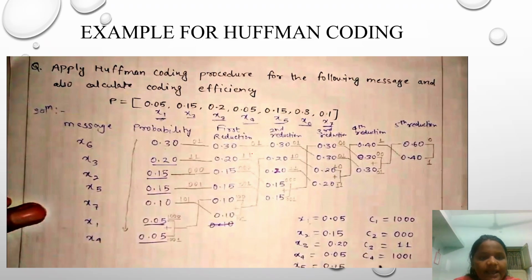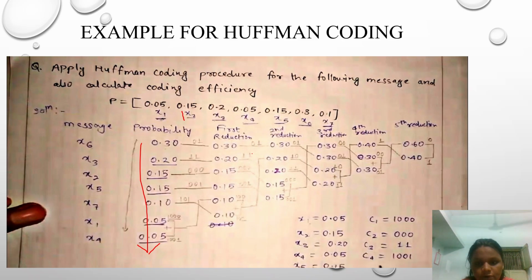Let us know an example for Huffman coding. Here the given probabilities are 0.1, 0.05, 0.15, 0.2, 0.05, 0.15, 0.3 and 0.1. We are assigning the respective variables to these probabilities as x1 for 0.05, x2, x3, x4, x5, x6, x7. And here we are writing the messages and the respective probabilities in decreasing order.